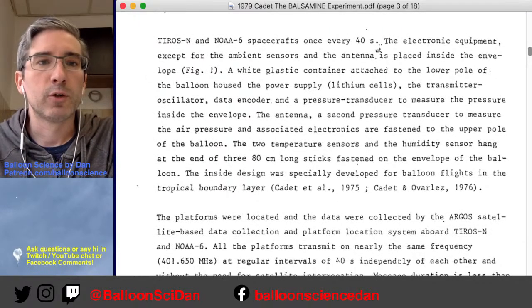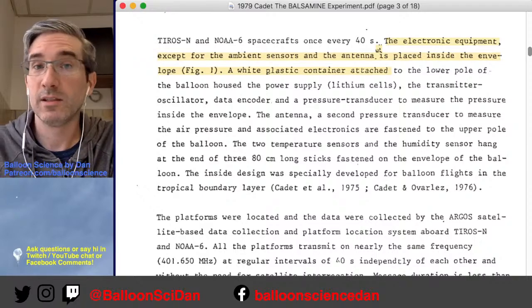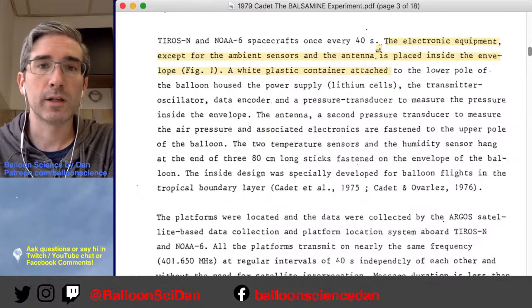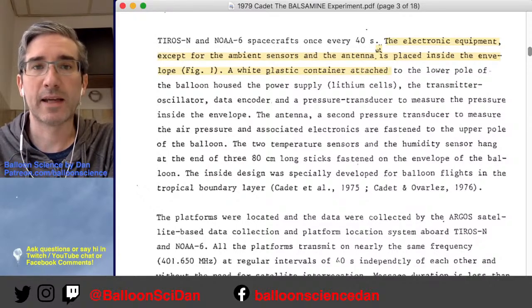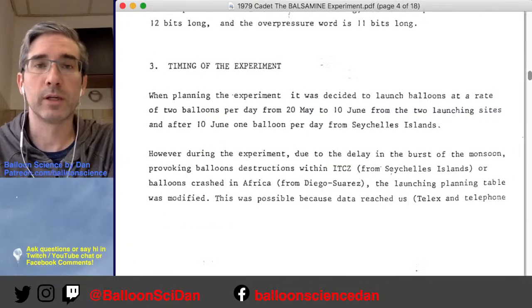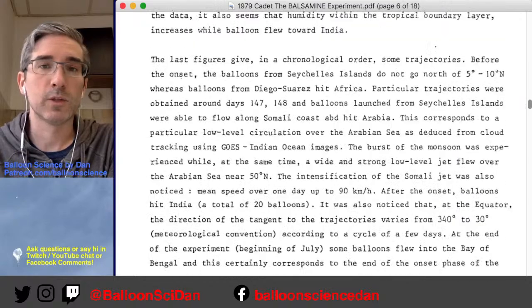The electronic equipment, except for the ambient sensors and the antenna, is placed inside the envelope, inside the balloon itself. That means there's not a box of electronics hanging below, which is quite unusual in ballooning in general. Let's go find figure 1 to see what that looked like.